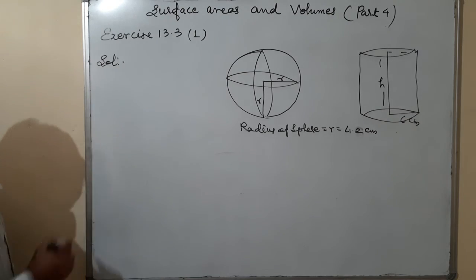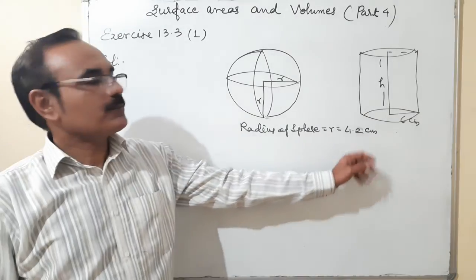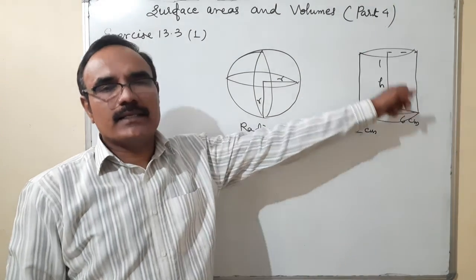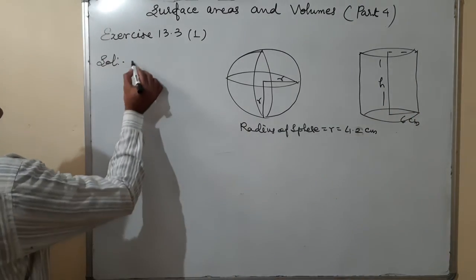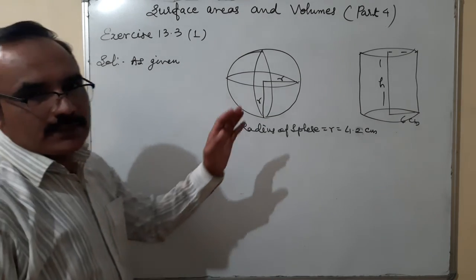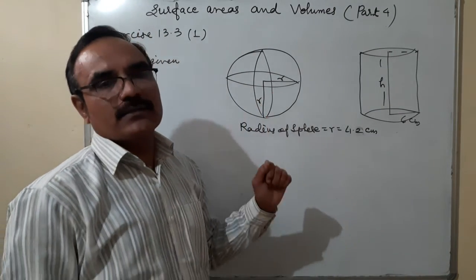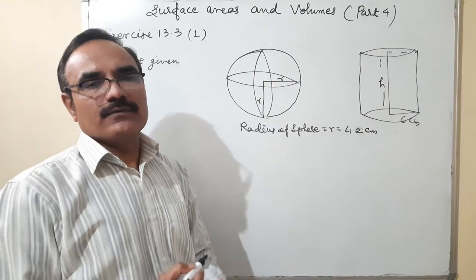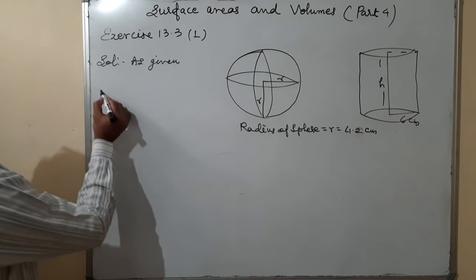In the description, what should be written? We have to write the radius of the sphere R is equal to 4.2 centimeter. Radius of base of cylinder is R dash equal to 6 centimeter. And let the height of the cylinder be H. We are going to find H. As given, it is melted and recast. One sphere is melted and recast into the form of a cylinder. So one thing remains constant. What is it? Volume.